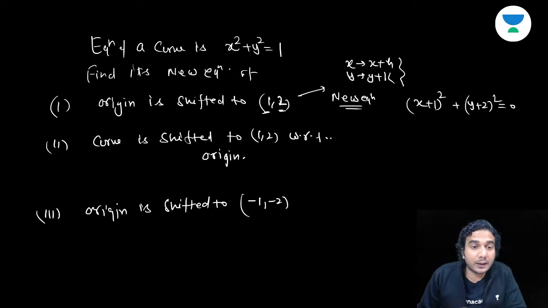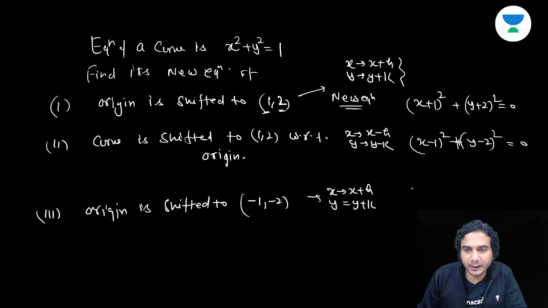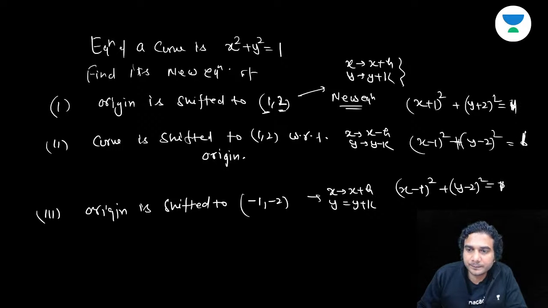If you're shifting the curve, then x will be replaced by x minus h and y will be replaced by y minus k to get the new equation, okay? So the new equation is going to be x minus 1 the whole square plus y minus 2 the whole square is equal to 1 in this case, okay? The third one, it is again the same, x is replaced by x plus h and y is replaced by y plus k, although h and k are negative. So you'll get x minus 1 the whole square plus y minus 2 the whole square, because h and k are negative, is equal to 1.